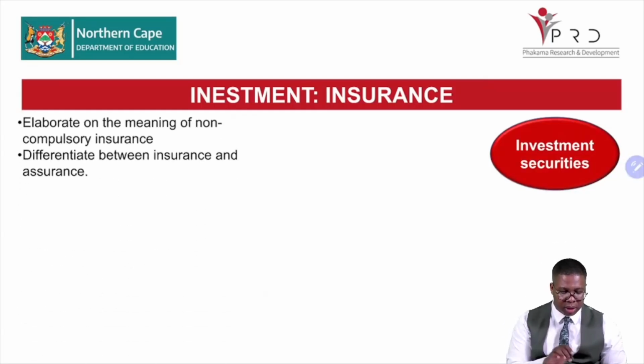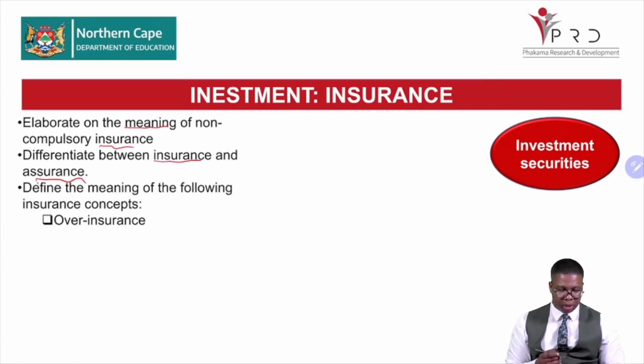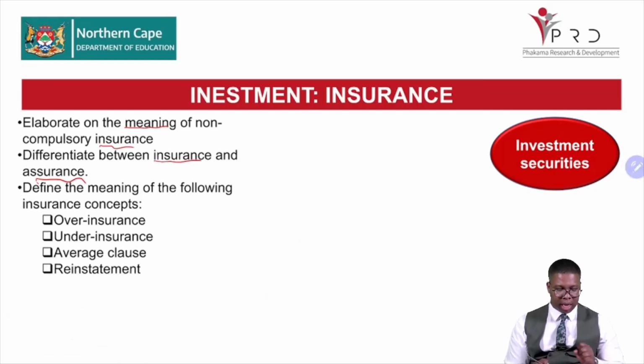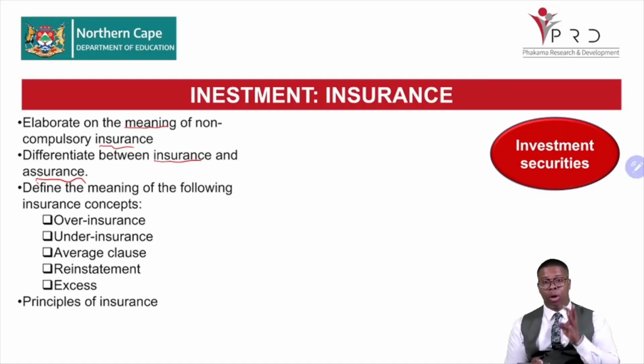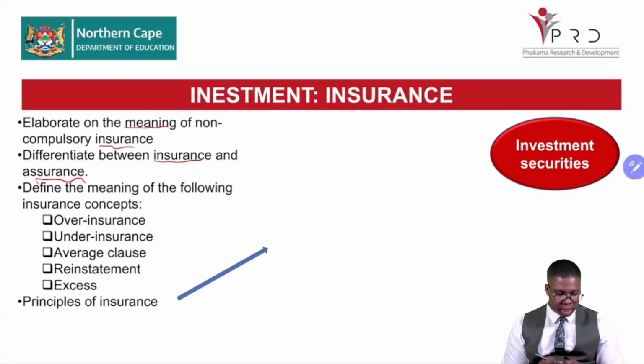Under investment insurance, you should know the following: the meaning of non-compulsory insurance, the differences between insurance and assurance. You should further know how to define the following insurance concepts: over insurance, under insurance together with average clause, then reinstatement together with excess. Then we also have the principles of insurance. Remember, you have 4: the principle of security, the principle of indemnity, the principle of utmost good faith, and the principle of insurable interest.